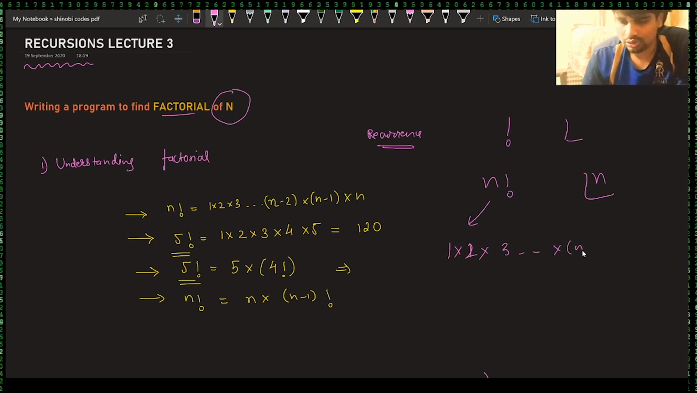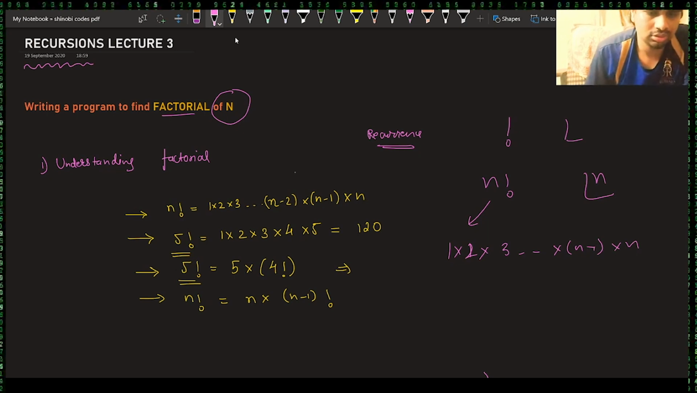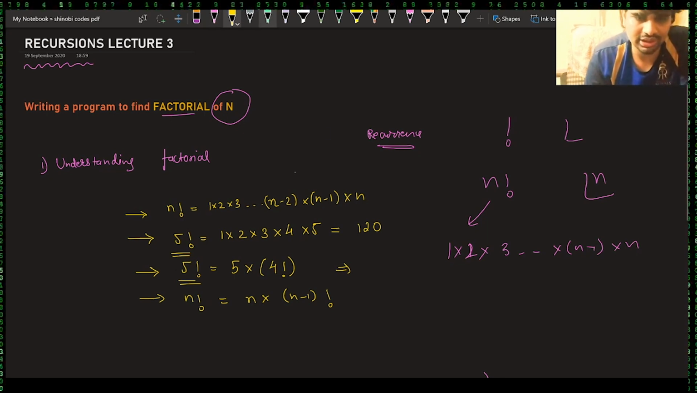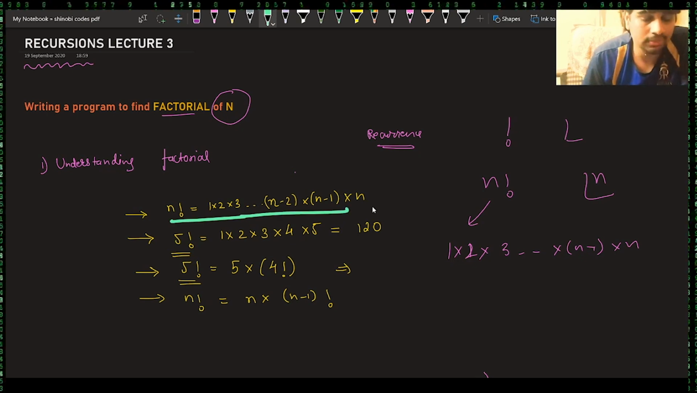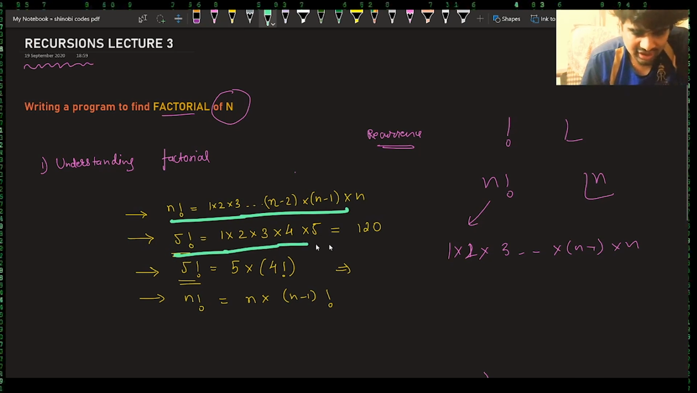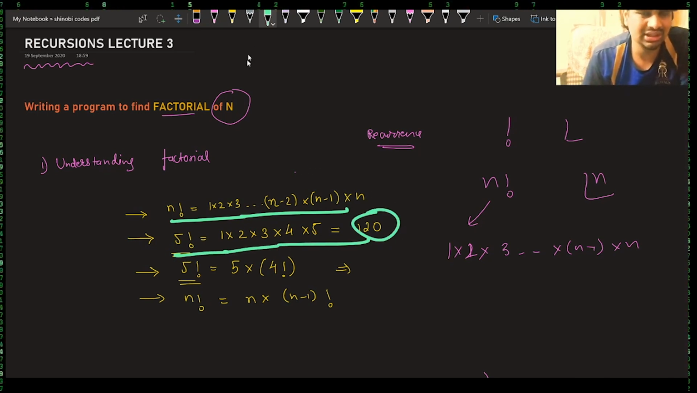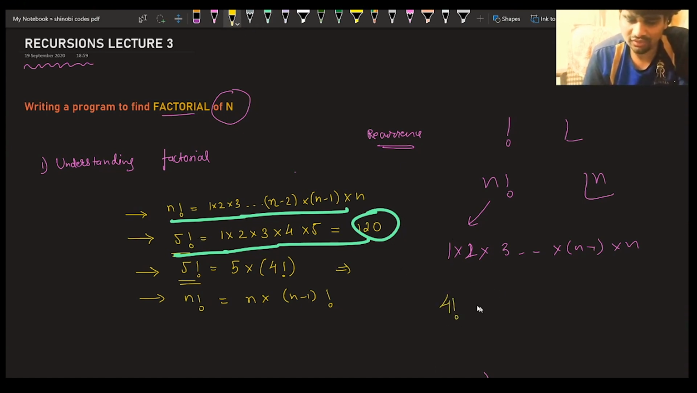You can always write this, and I've also written some stuff already so that it takes less time. So n factorial is the product of all numbers from 1 to n. Here I have calculated 5 factorial. It's the product of 1, 2, 3, 4 and 5. Eventually it is 120. Now carrying on this pattern, I want 4 factorial. It will be 1 into 2 into 3 into 4.